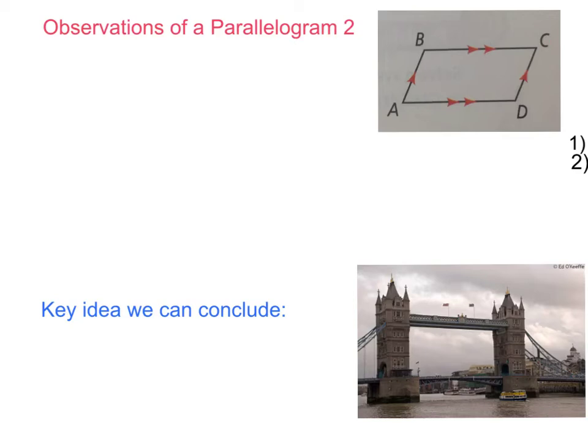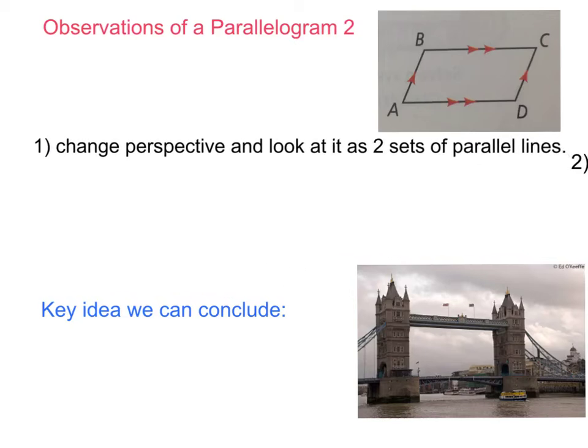Now we're going to make another set of observations, but this time, instead of looking at it as two triangles, I want to change my perspective, and this time I'm only going to look at them as two sets of parallel lines that happen to be intersecting. So I'm going to look at these parallel lines and these parallel lines, and just think about what I know about parallel lines. So I want you to imagine that these parallel lines are cut by two transversals, and these parallel lines are cut by two transversals. Okay, let's make a list of things we know.